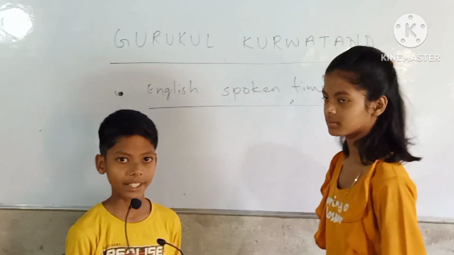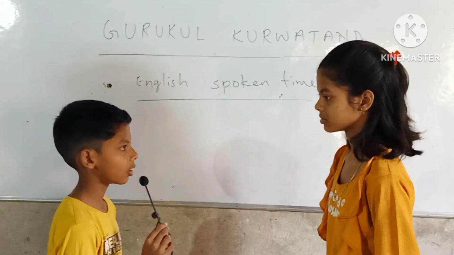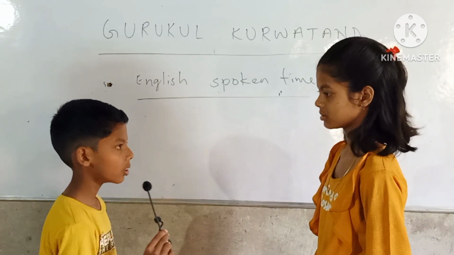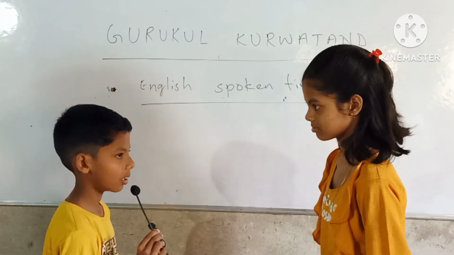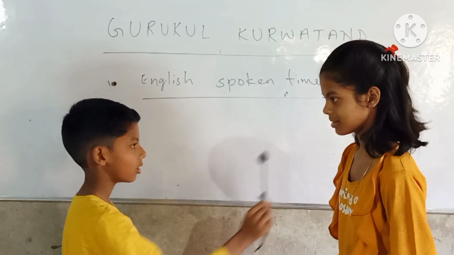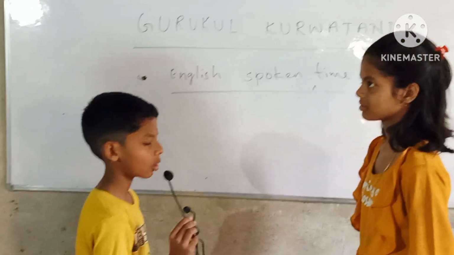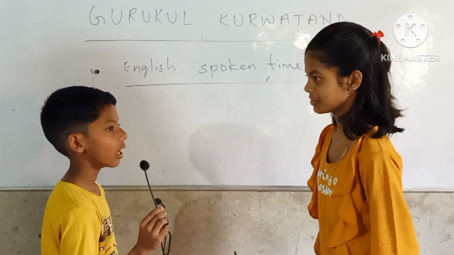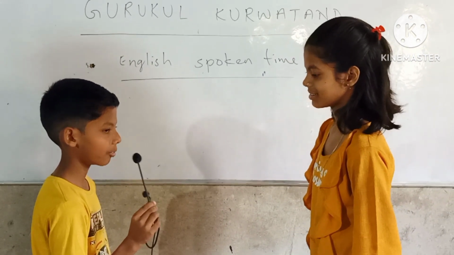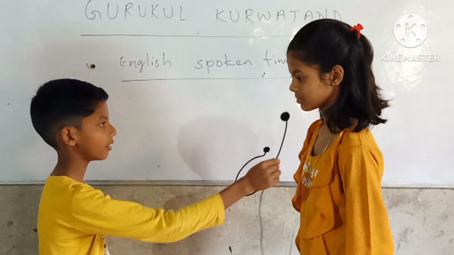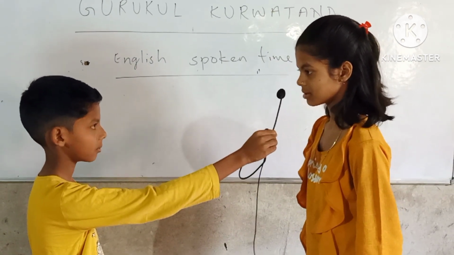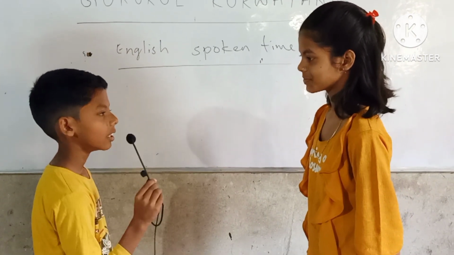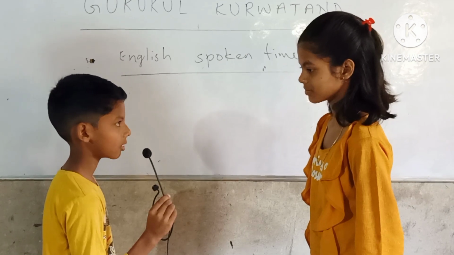Now we shall ask GK questions. Who is the inventor of mobile phone? Martin Cooper. Who is the inventor of telephone? Graham Bell. Where in Vedic time were the notes written? In stones. In the bark of trees called Bhojpatra.